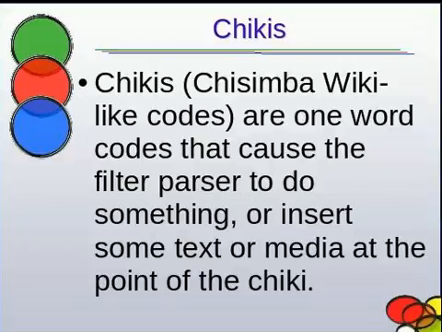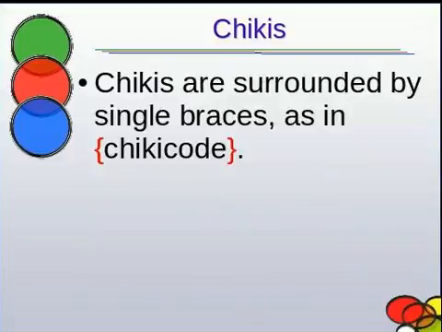Now, Chikis are peculiar things. They're basically Chisimba wiki-like codes, and they're just one-word codes that cause the filter parser to do something or to insert some text or media at the point of the Chiki. Chikis are surrounded by single braces, so they've got curly brackets instead of square brackets, and then there's a code inside them. And they've got no parameters. They don't take anything in between them. It's just one word surrounded by curly brackets.